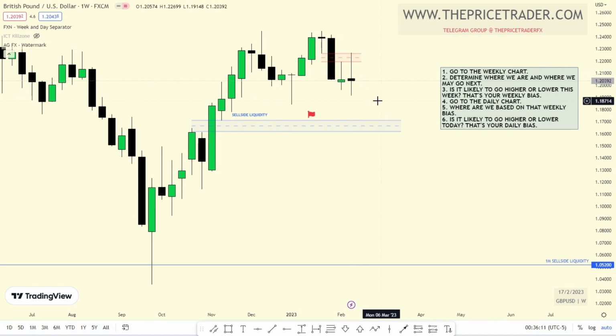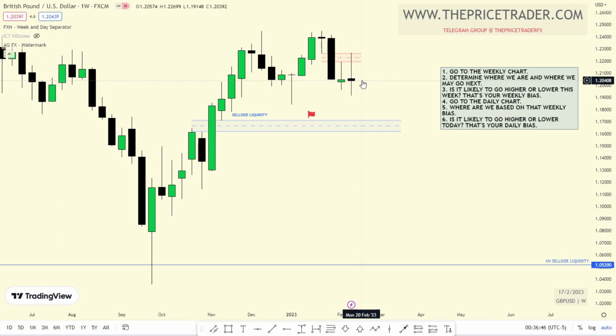Even before I tell you what I'm thinking in this scenario, just pause the video and ask yourself, where is it likely to go next from that moment in price? From the close of this weekly candle, where is the next weekly candle likely to go? That answer, is it higher or lower? That is your weekly bias. That is the only way you determine your weekly bias, and that's it. There's no more complicating it. It's as simple as that.